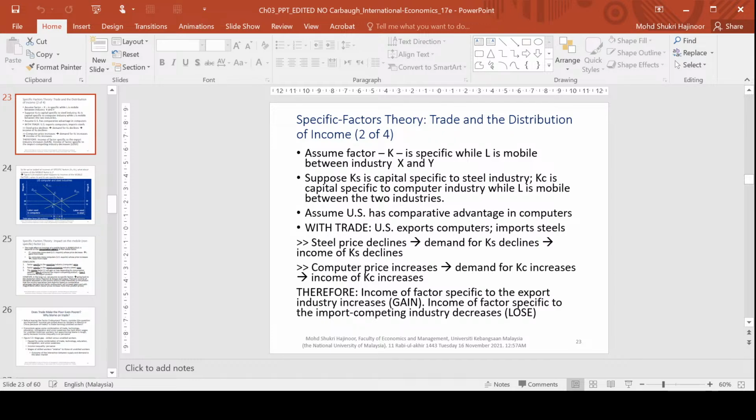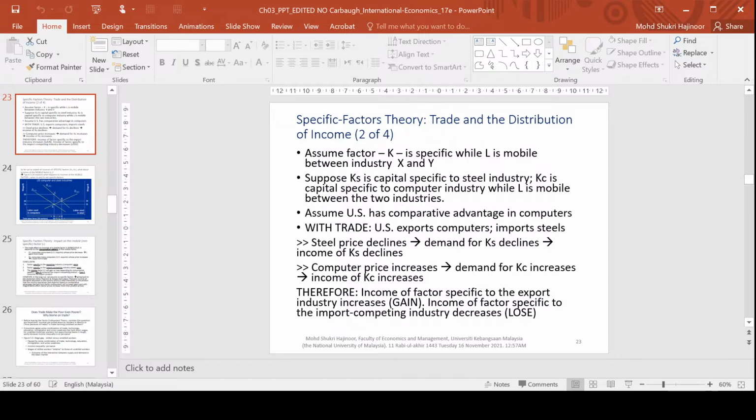This is wrong. The link is the other way, which is price of goods become equal because of trade will lead to price of factors become equalized. The first is wrong. This is correct.